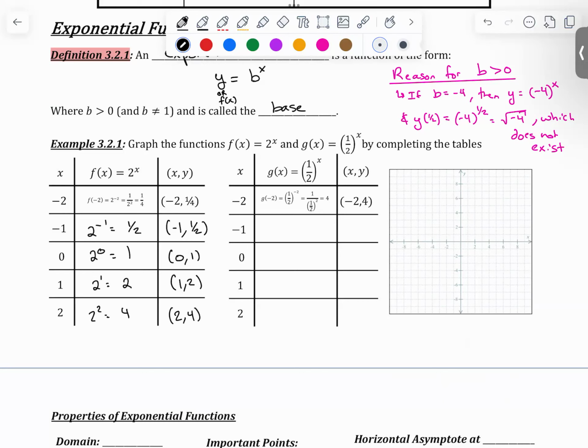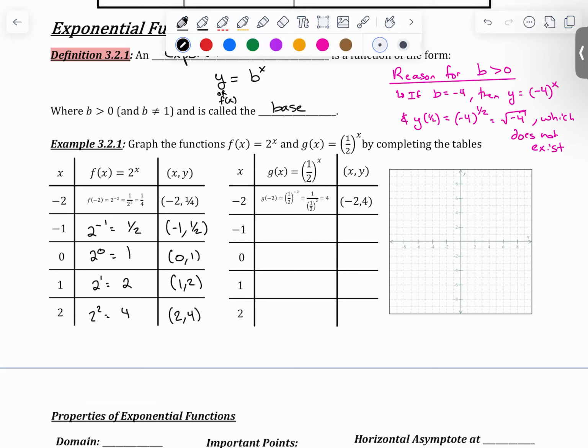And I'll make both charts before plotting everything. So the next one is a little bit more algebra heavy. g of -2 would be 1/2 to the -2, which is the same thing as 1 over 1/2 to the second power. That's going to be 1/4, but you're dividing by a fraction, so you'll flip and multiply, thereby getting you 4. So the point -2 comma 4 is on this graph.